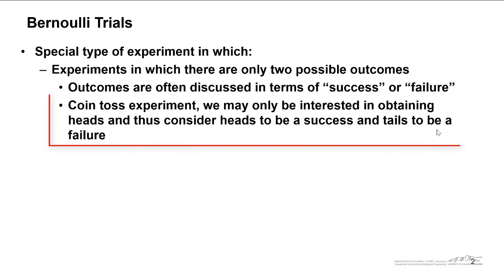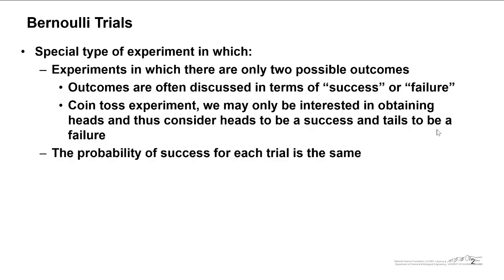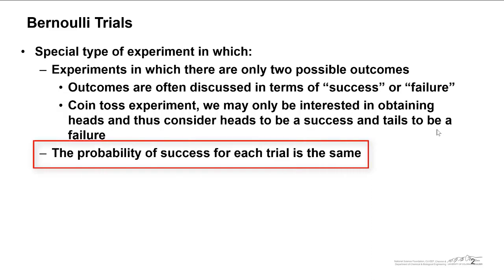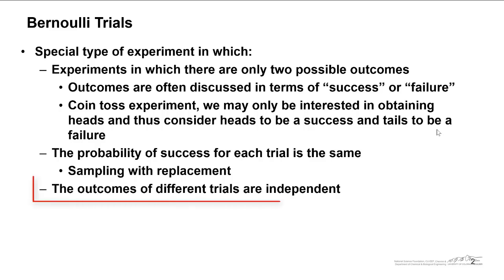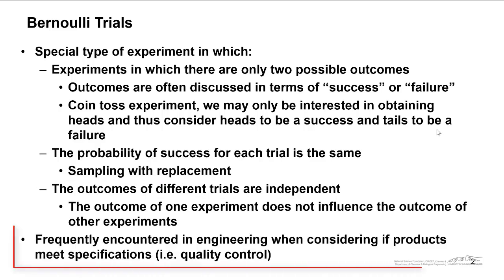For example, in a coin toss experiment, we may only be interested in obtaining heads, and thus consider heads to be a success and tails to be a failure. In a Bernoulli trial, the probability of success for each trial is always the same. That's an assumption. This means that we have sampling with replacement. So if you're removing items from your sample that significantly affects the background success rate, then you can't use the binomial distribution. The outcomes of different trials are independent, so they don't affect one another. Bernoulli trials are frequently encountered in engineering when considering if products meet specifications, for example, quality control.